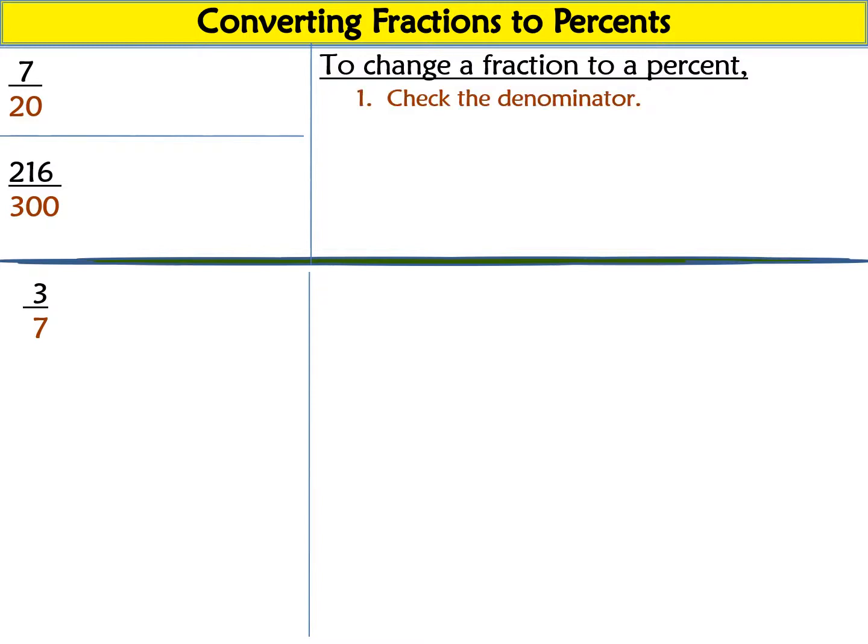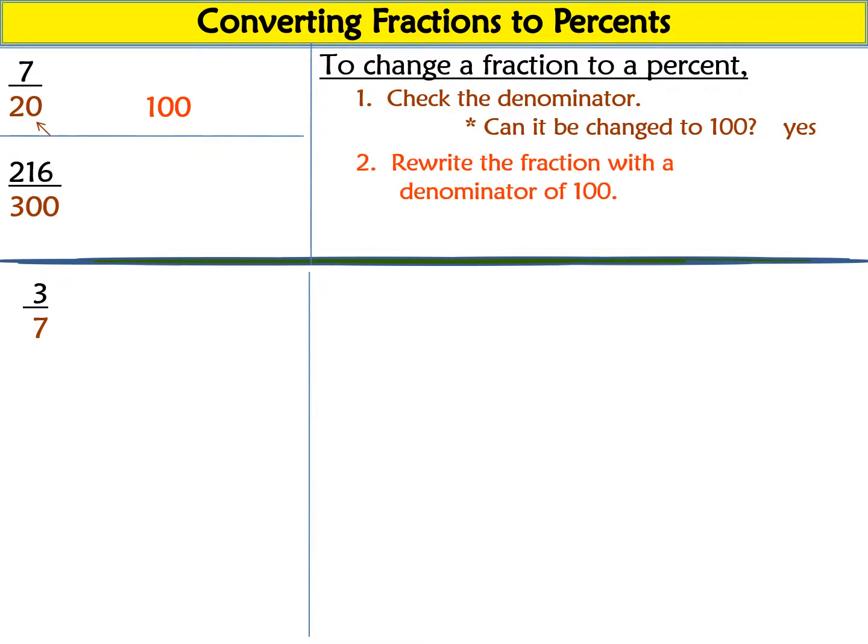Step 1. Check the denominator. And we're asking ourselves, can it be easily changed to 100? And in fact, in this case, it can. We would do so by multiplying it by 5. So if we're going to multiply the denominator by 5, let's go ahead and multiply the numerator by 5 as well. And we end up with that 7/20 is equivalent to 35 over 100, or 35%.